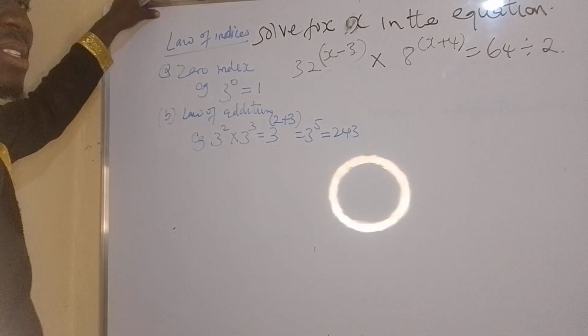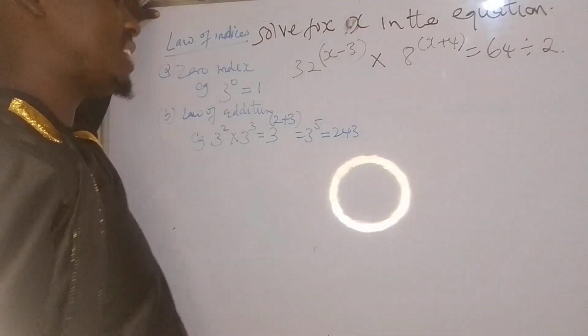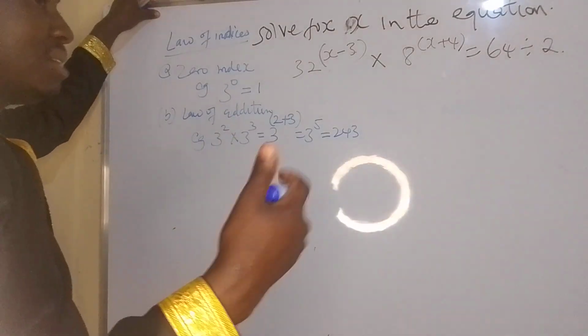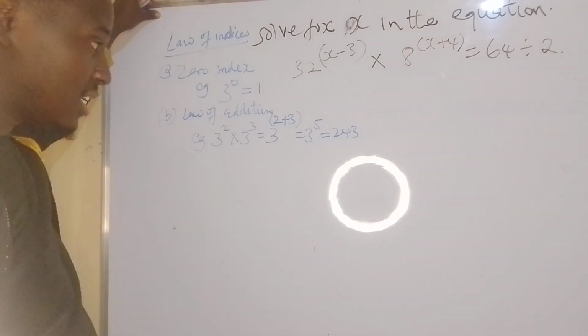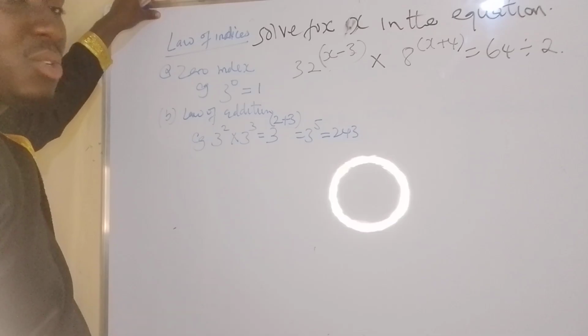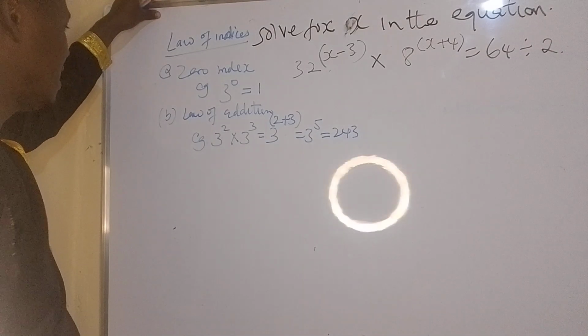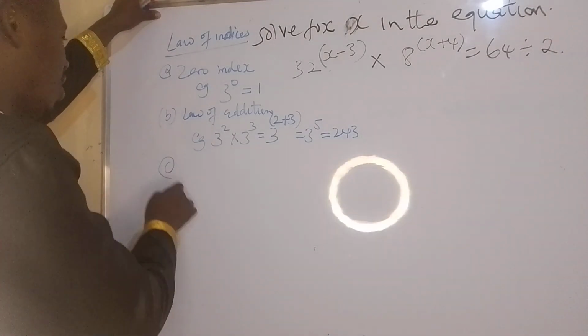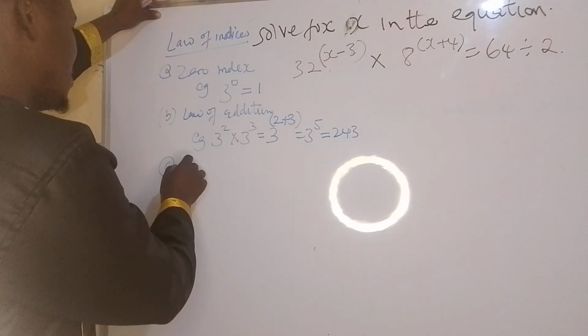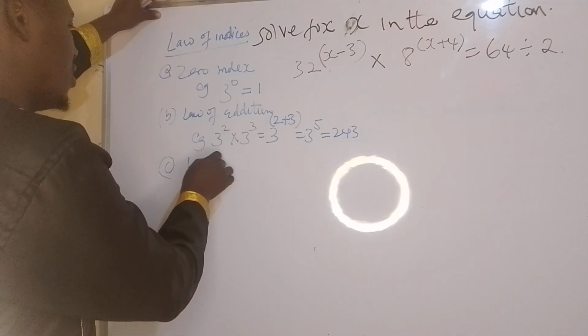Because it's 3 times 3 times 3 times 3 times 3. How many times? 5 times. 3 times 3 is 9. 3 times 3 is 9. 9 times 9 is 81. 81 times 3 is 243.